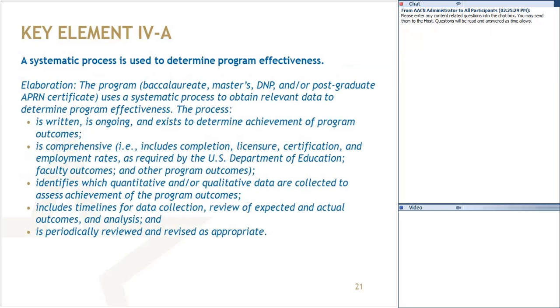Note in the elaboration, please, that all programs under consideration must be addressed or included or discussed with regard to using the systematic process. So if you have a baccalaureate and a master's program that's being evaluated for accreditation, we would obviously want to see information in that systematic process that tells us what the baccalaureate and master's programs are doing to assess program effectiveness.